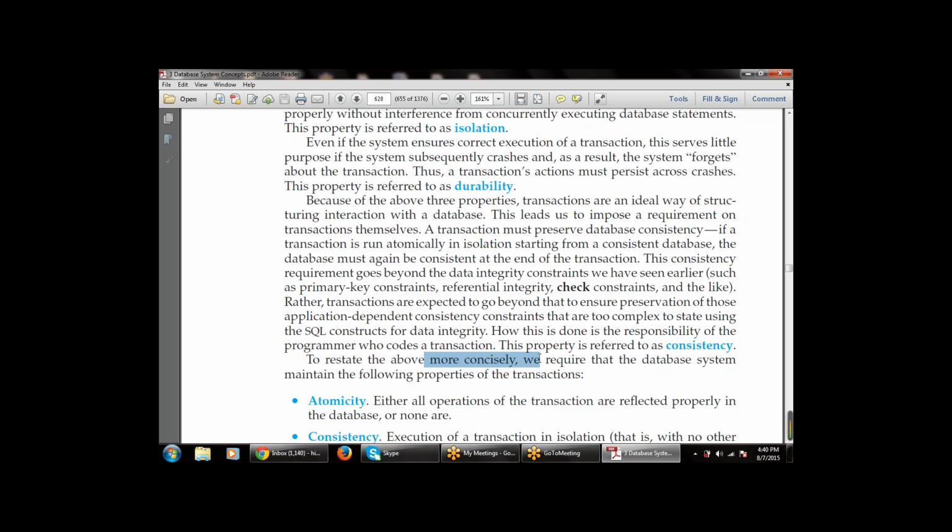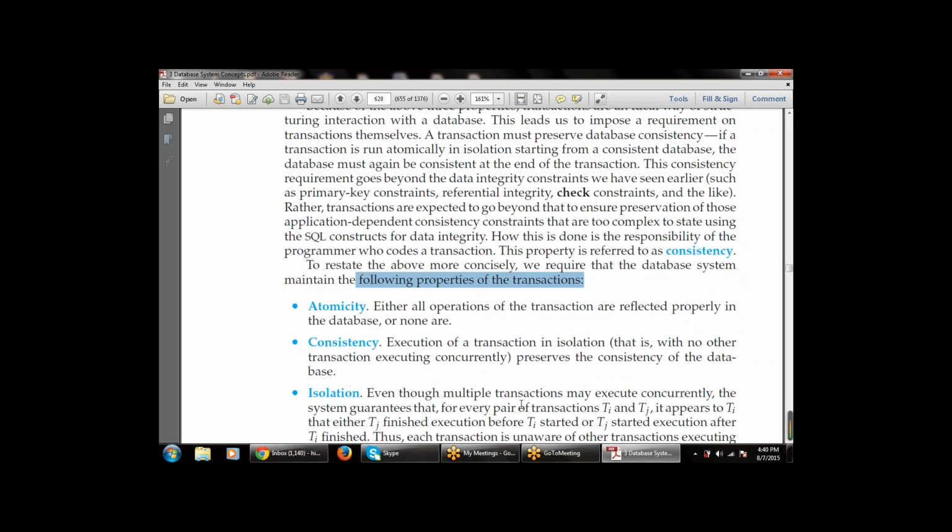To restate the above more concisely, we require that the database system maintain the following properties of the transactions. Atomicity means either all the operations of a transaction are reflected properly in the database or none are. That means the transaction performs each and every operation, or else none of the operations will be performed by the transaction.